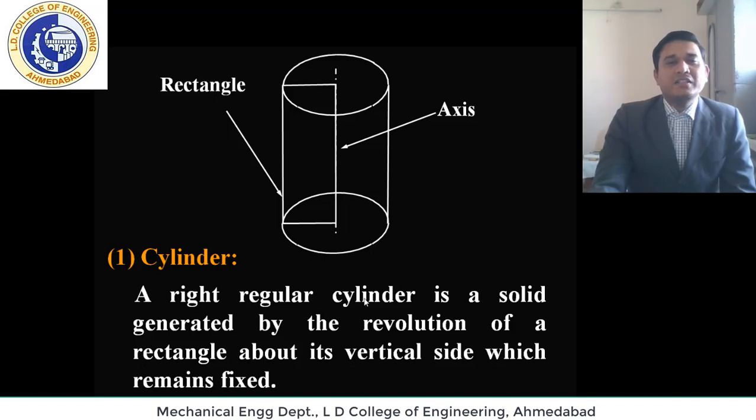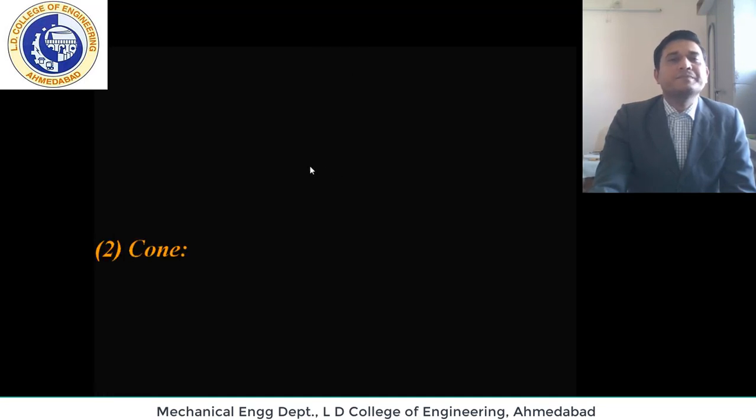So a right regular cylinder is a solid generated by the revolution of a rectangular plane about its vertical side, which remains fixed. This one will remain fixed, and the other part of the rectangle will be revolved about it. So the cylinder is formed, and the imaginary bases will have circular shapes. This is the bottom base and this is the top base.